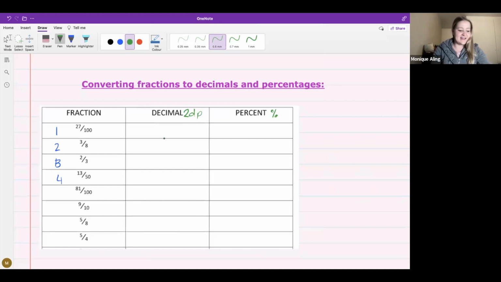Hi. For the decimal, I got 0.27. Then for the percentage, I got 27%. Perfect. Well done. Are you willing to help us with question 2 as well?